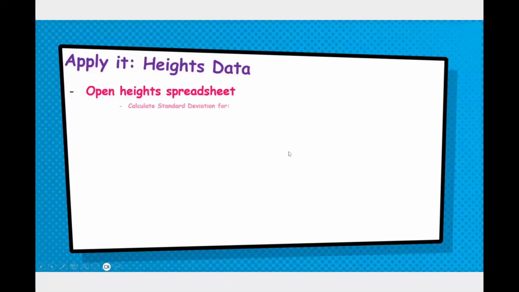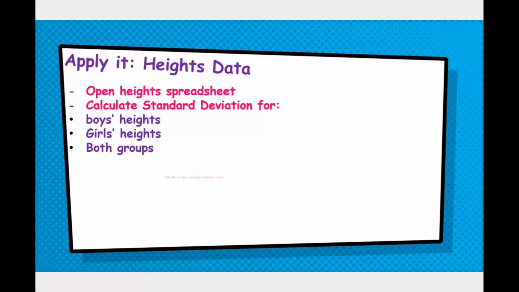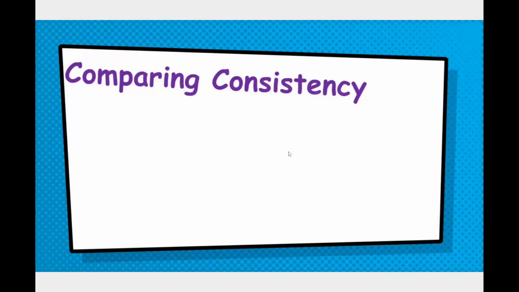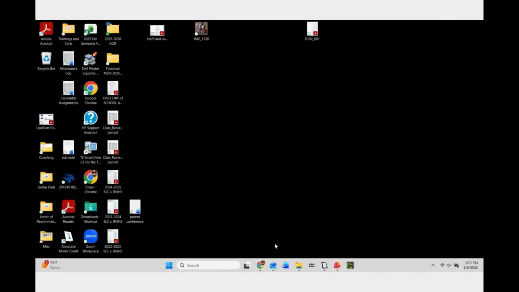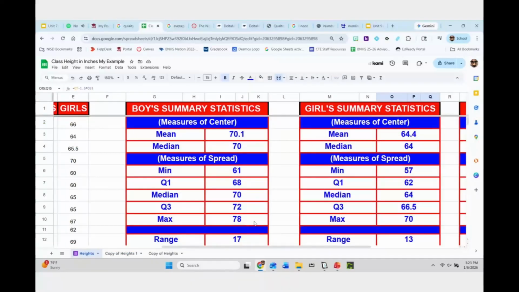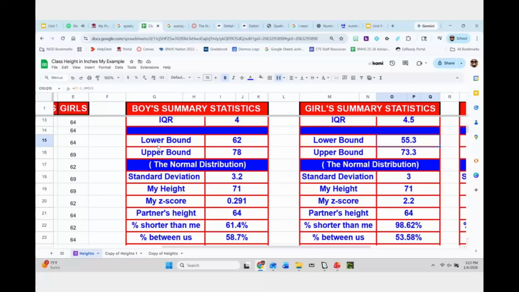Now we're going to apply that to heights. We're going to open the heights spreadsheet, calculate standard deviation for boys' heights, girls' heights, and both groups, and add standard deviation to your existing summary table. Underneath your lower bound and upper bound, we're going to do a normal distribution, just like we did measures of center, measures of spread. We're going to add standard deviation right here, and over in this cell, we're going to add the formula. So remember, it's equals STDEVA and then the range.